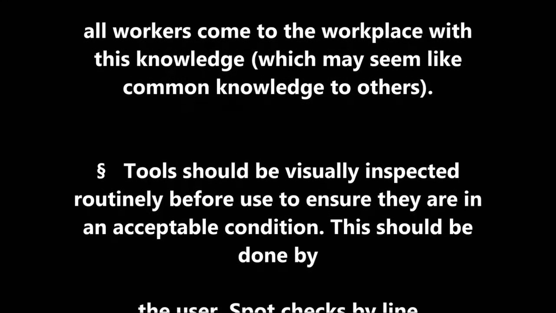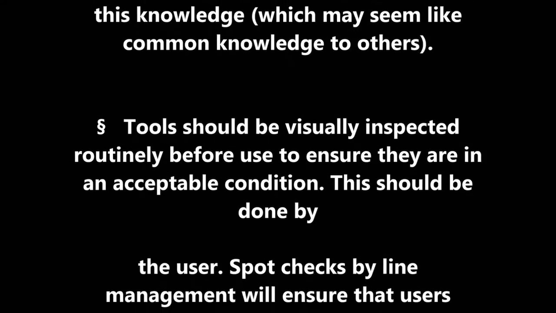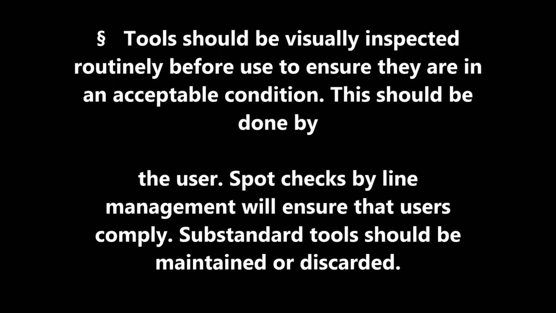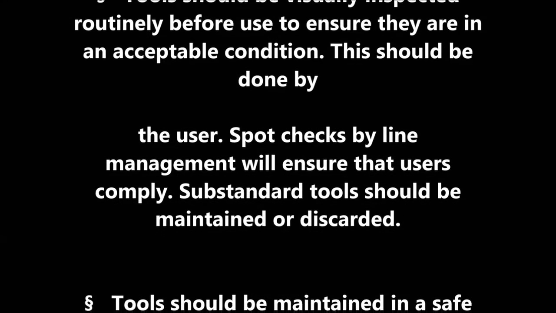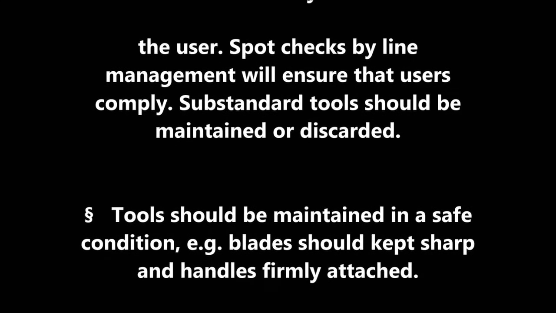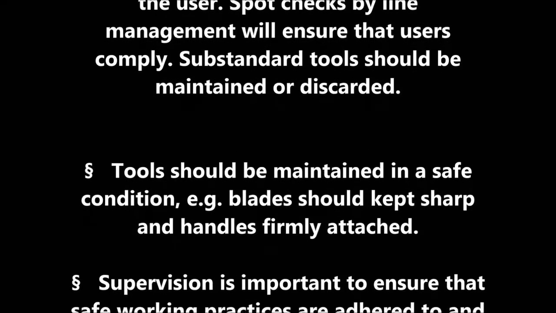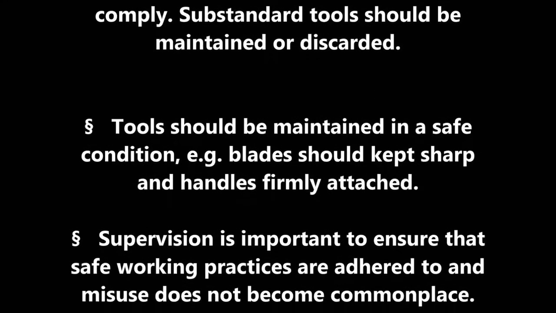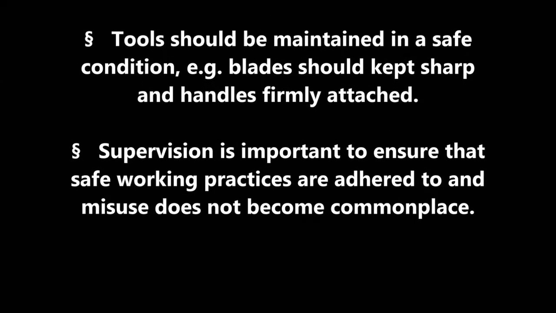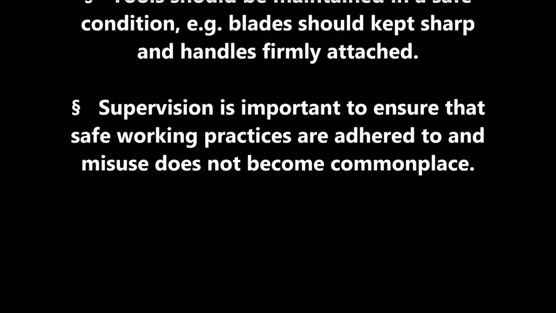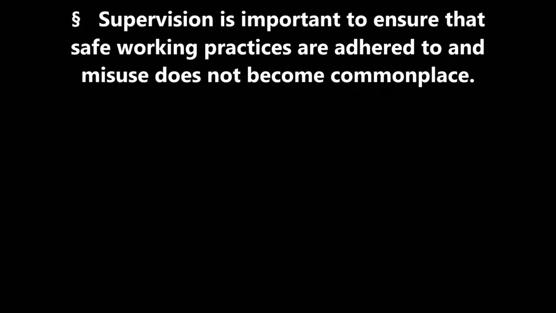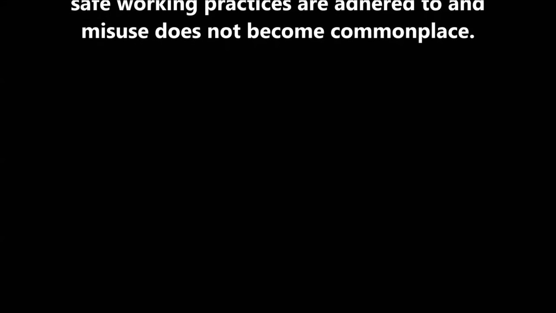Tools should be visually inspected routinely before use to ensure they are in an acceptable condition. This should be done by the user. Spot checks by line management will ensure that users comply. Substandard tools should be maintained or discarded. Tools should be maintained in a safe condition, blades should be kept sharp and handles firmly attached. Supervision is important to ensure that safe working practices are adhered to and misuse does not become commonplace.